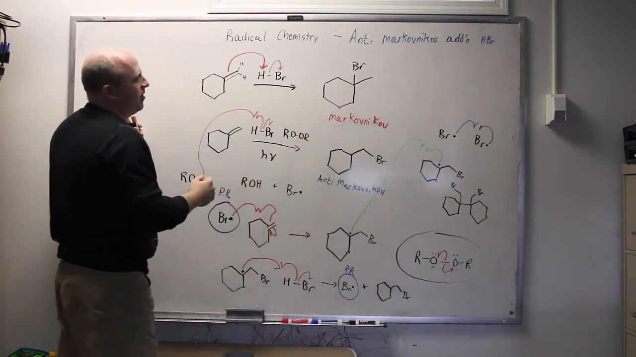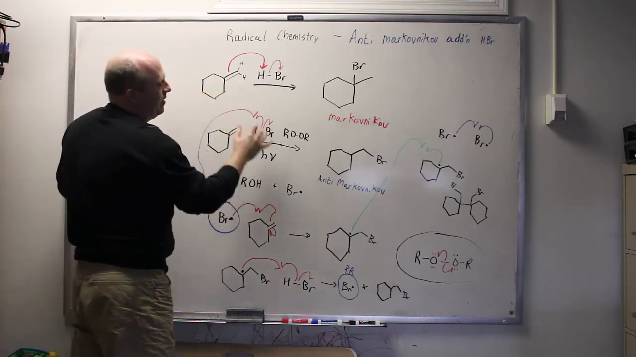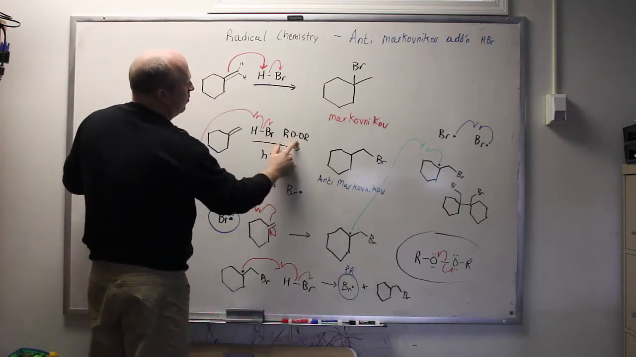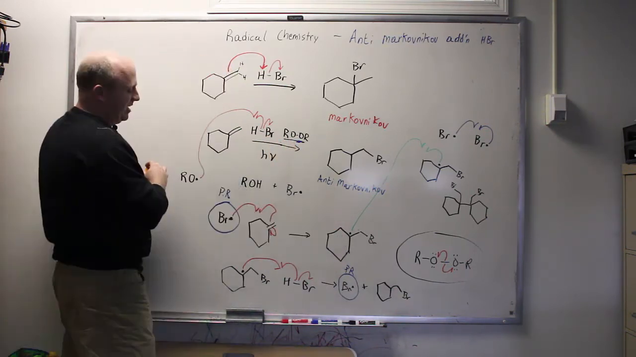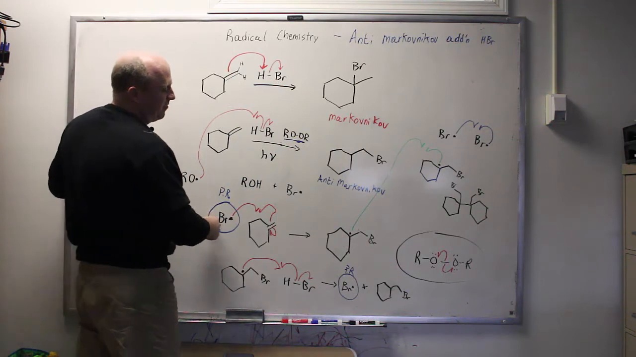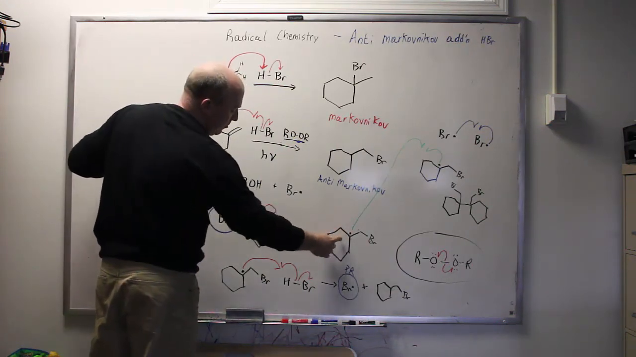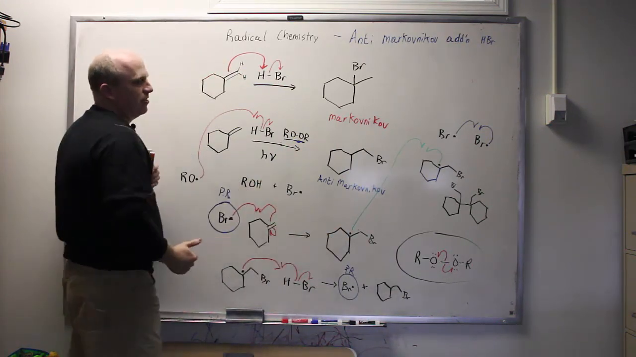Markovnikov products come from the most stable possible cation. The anti-Markovnikov product happens only when you have some radical initiator, and it relies on forming the most stable radical. The addition happens in a different order. Bromine adds first, more stable radical forms, that more stable radical then abstracts the hydrogen, and that leads to the observed products.